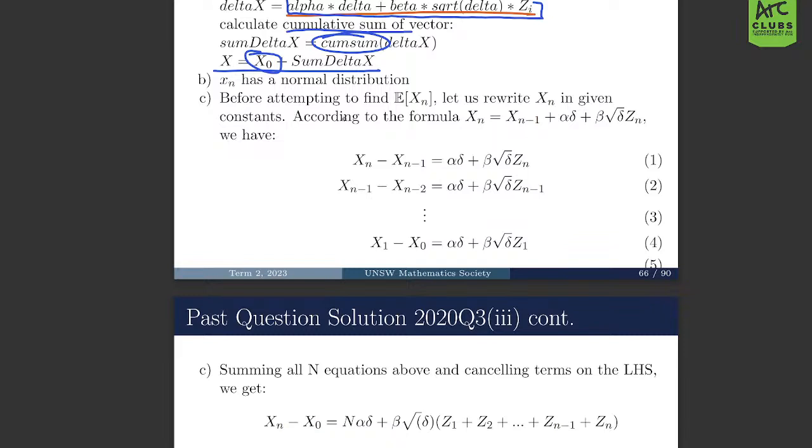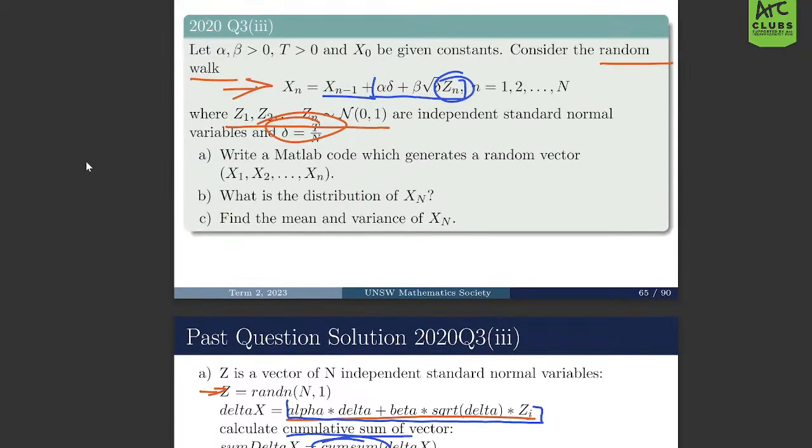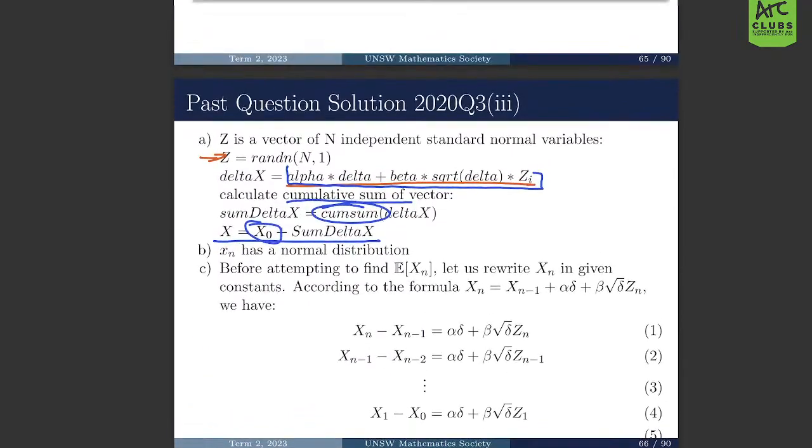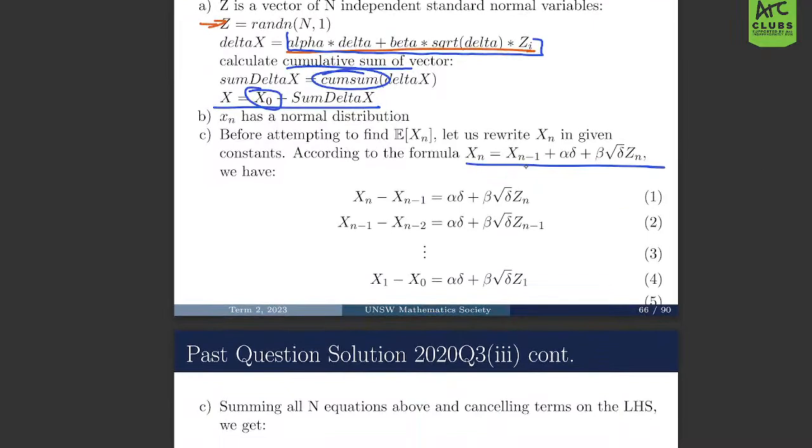So again, before we attempt to actually find an expectation of Xn, we have to rewrite Xn in the given constants, and the constants are the ones that I've circled above, the alpha, the beta, and etc. So firstly, we have the formula. I just rewrote it down so I have a reference here, and essentially what I'm doing is moving this term to the left-hand side to get everything that is part of our random walk procedure to the left and the constants to the right.